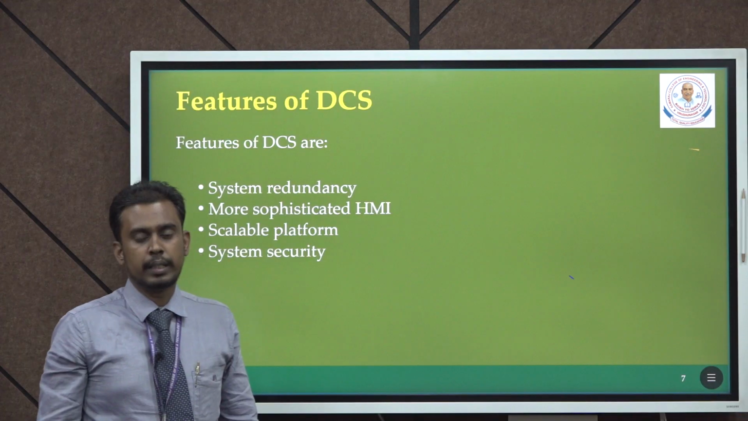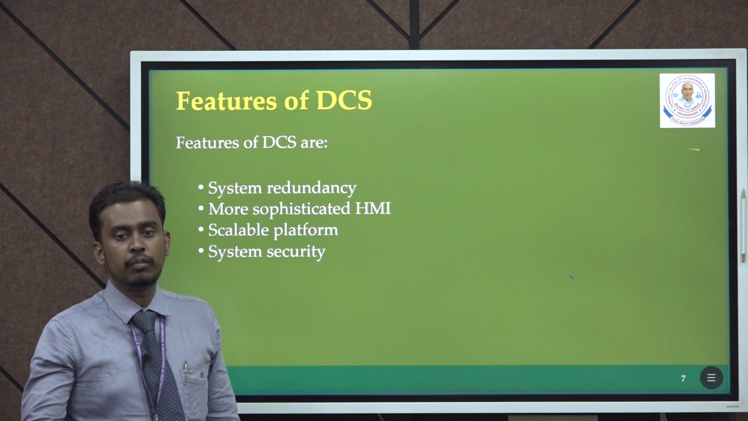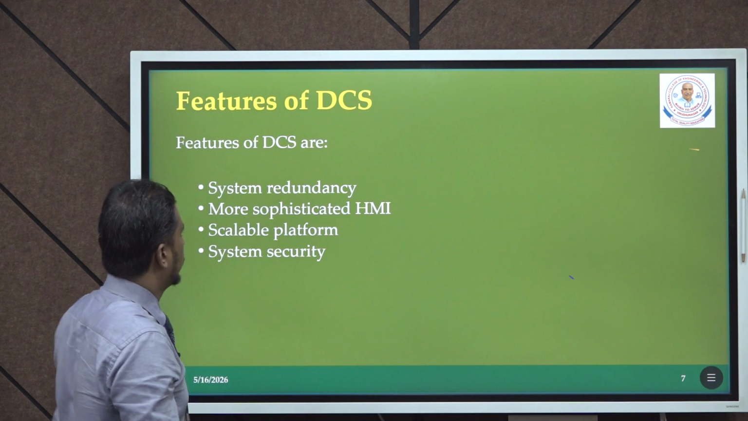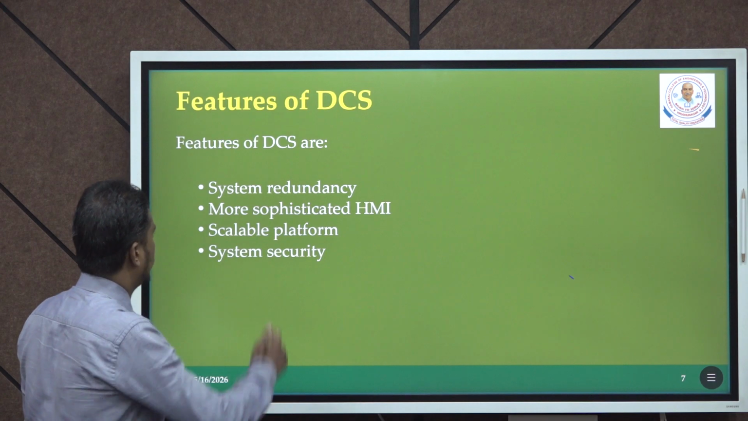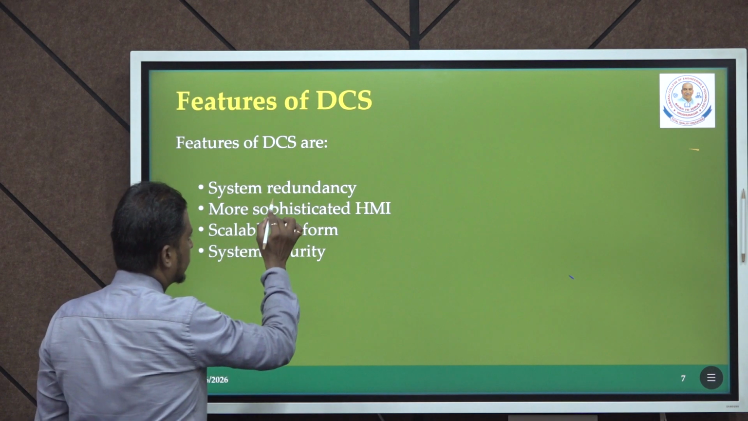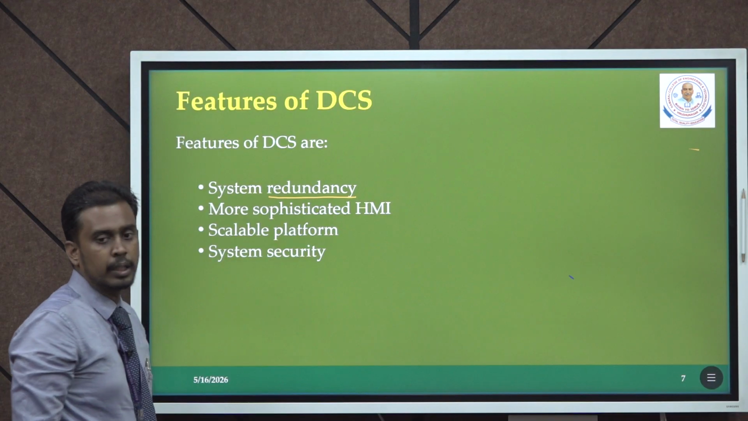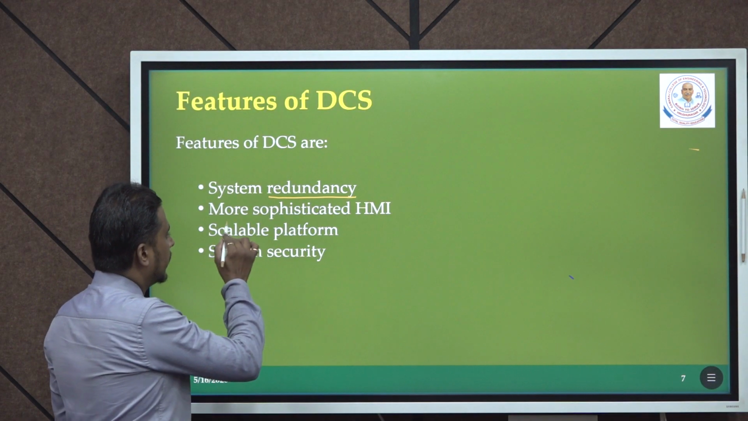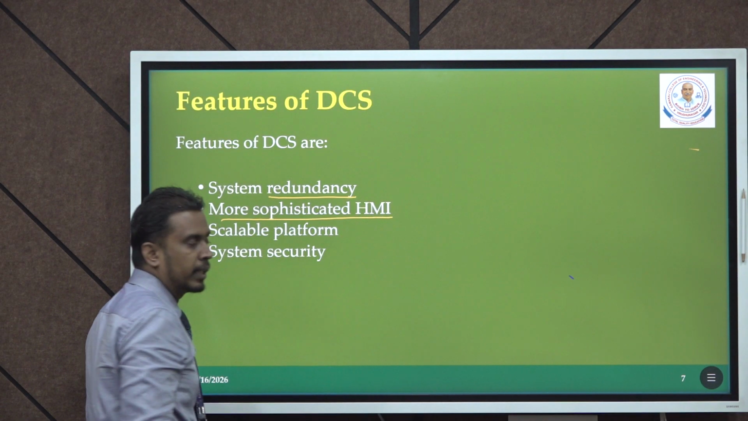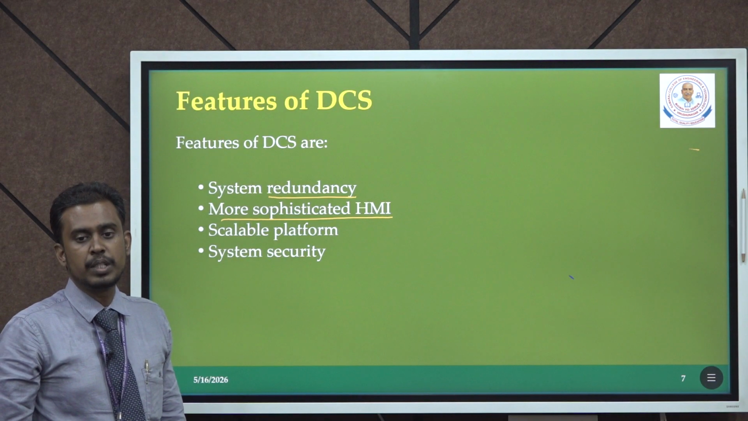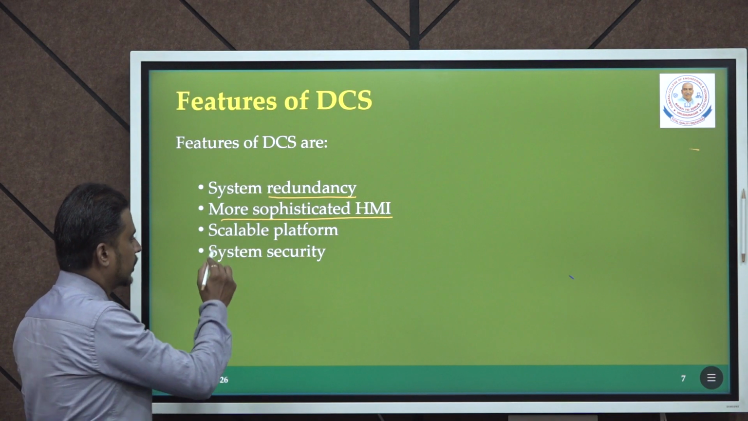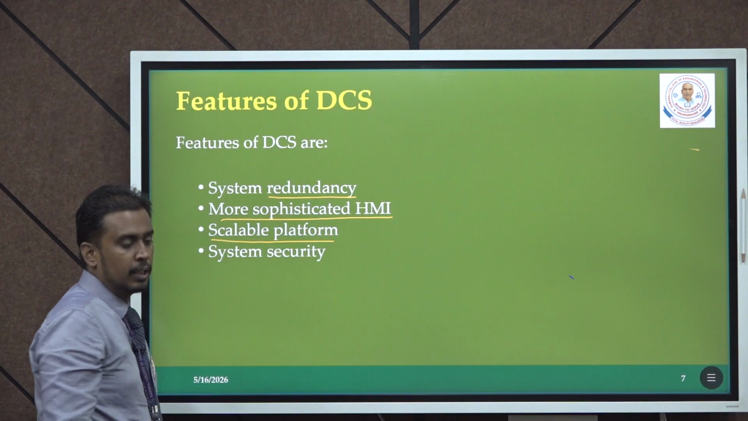Now, let us move on to the next topic, the features of a distributed control system. The features of DCS are, the first one is system redundancy. The next one is that it must have a good environment for human machine interface. Then the next one is that the platform should be scalable.